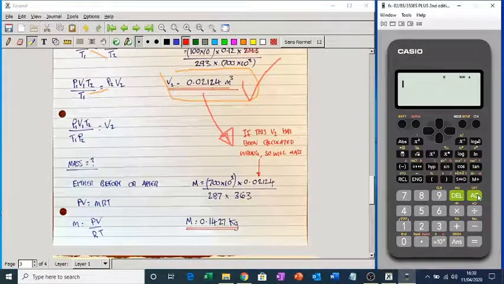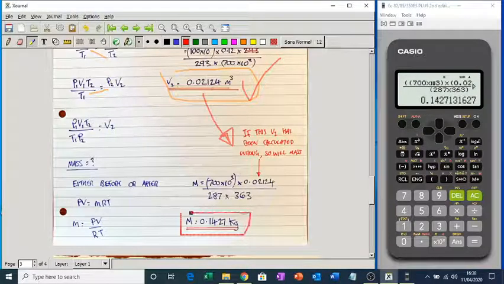Calculator, 700 times by 0.02124, close, down here, open this, 287 times by 363, close that, come to the end, do that, 0.1427 kilograms.